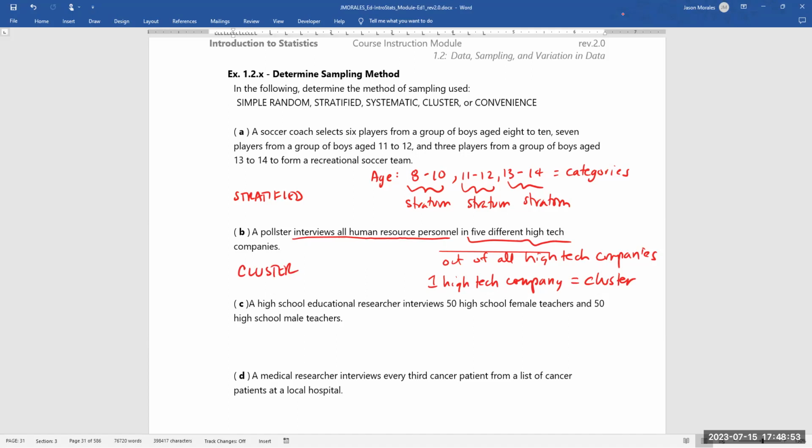Okay, part C. A high school educational researcher interviews 50 high school female teachers and 50 high school male teachers. So here you've got 2 categories. You've got male high school teachers and female high school teachers. And so each of these categories here are considered a stratum. And so this would be a stratified random sample.